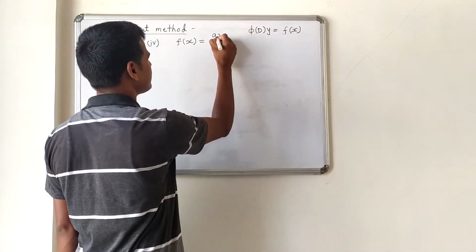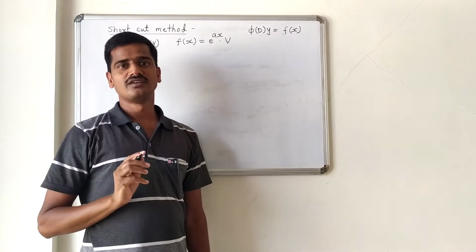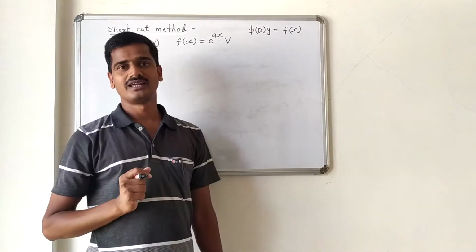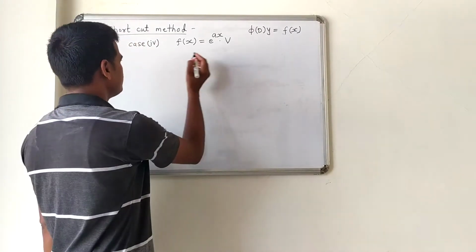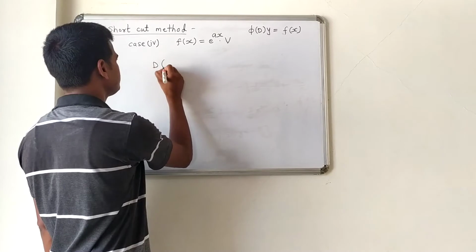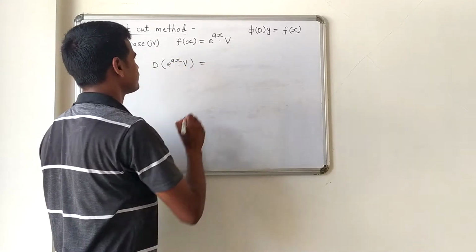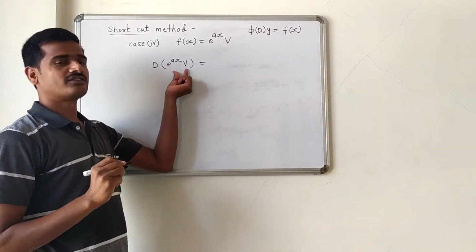Now case number 4 is the function on the right hand side, that is, f of x is equal to e to the power ax into v, where v is any function of x. First of all, let us calculate the differentiation of e to the power ax into v. So we apply the product rule for this differentiation.